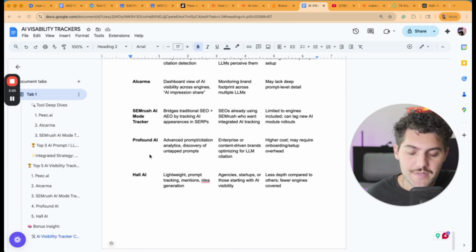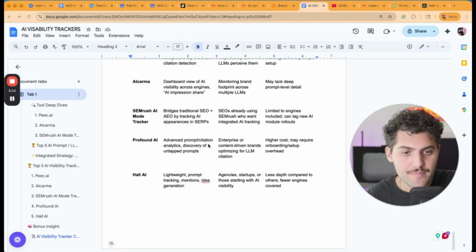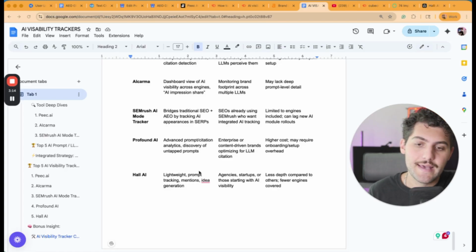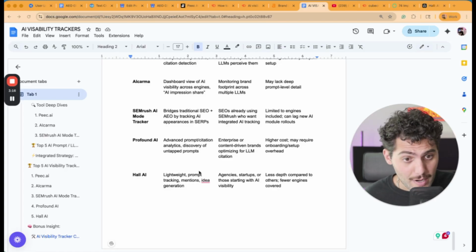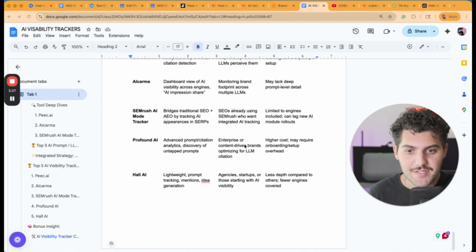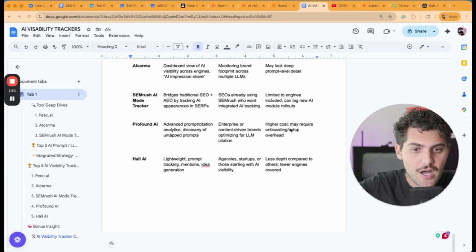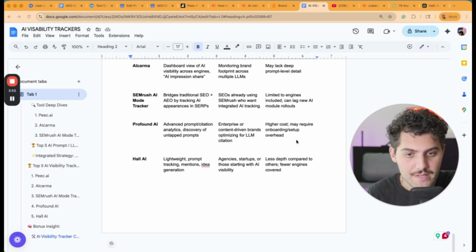Next one is Profound AI. It's got advanced prompt and citation analytics and discovery of untapped prompts, which is very useful. This is best for enterprises, like I mentioned earlier, or content-driven brands optimizing for LLM citation. It is on a higher cost and it does require onboarding and setup.